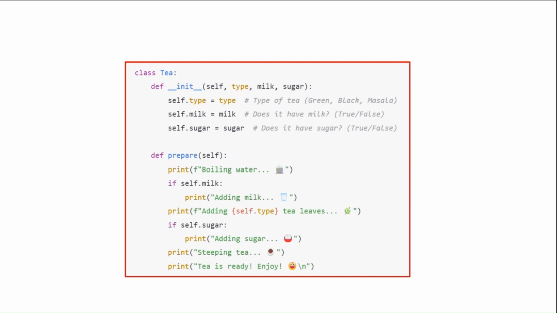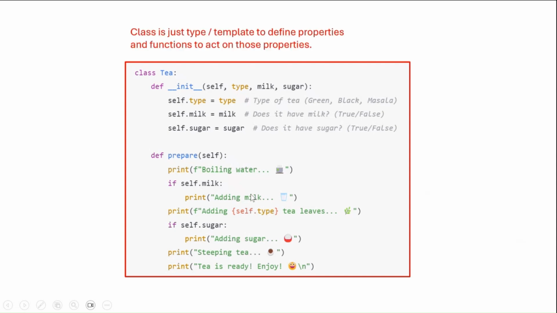So let's say this is a class T. You can see we are passing different property fields here, and these are the class fields, basically the properties of the class T. And we have a prepare function also, where we define the steps, a small prepare function, and depending on these fields, we can change the logic of the function. Now, a class is just a type or template to define properties and functions to act on those properties.